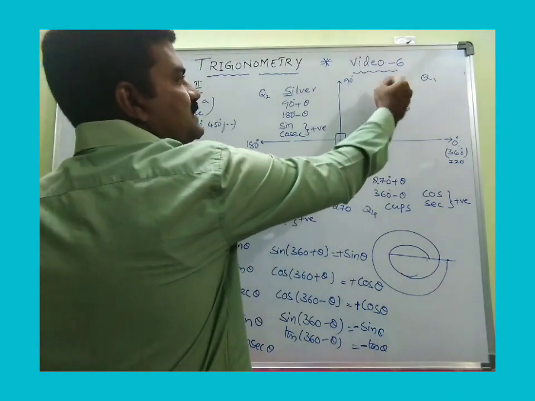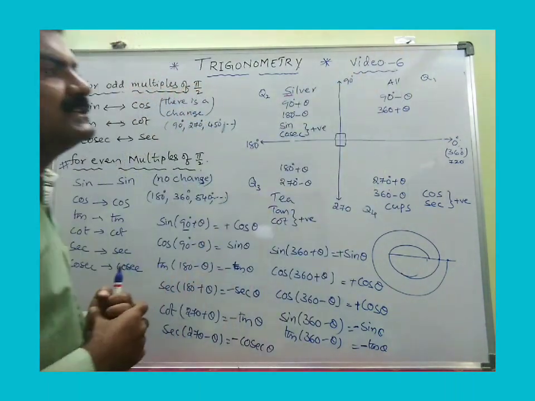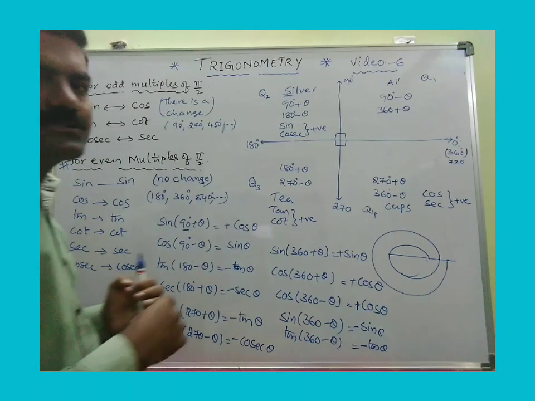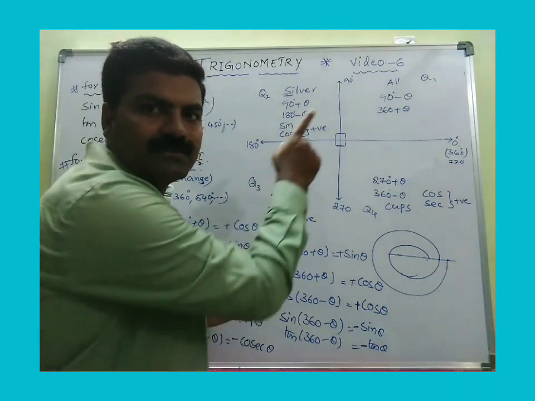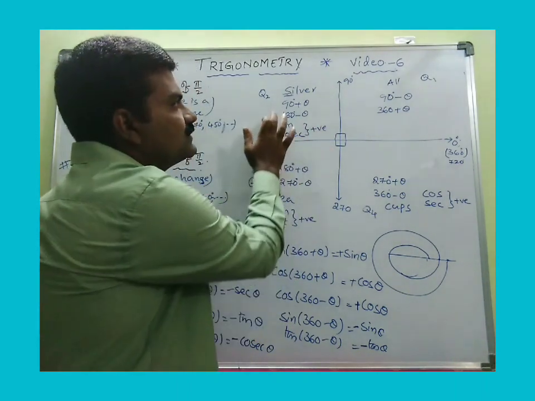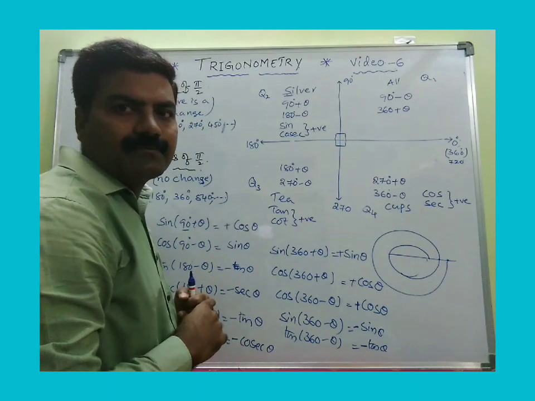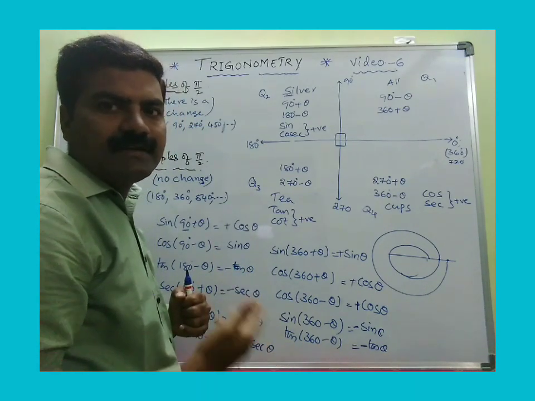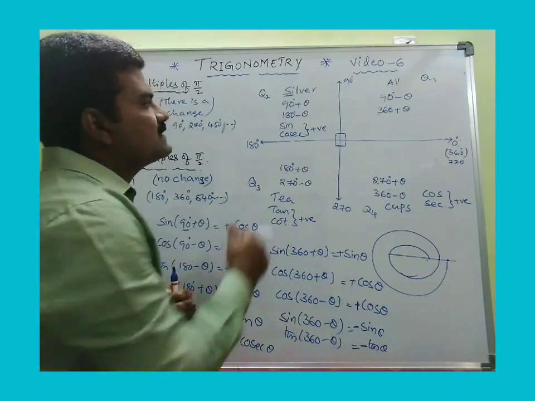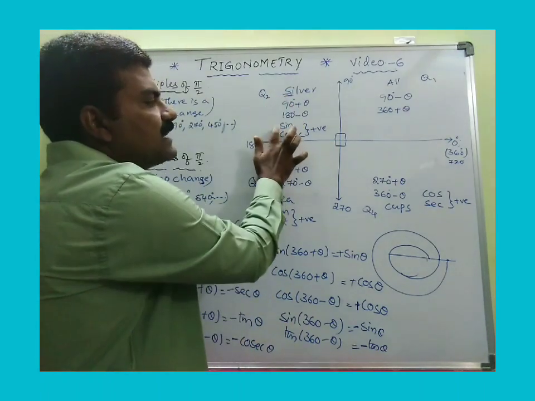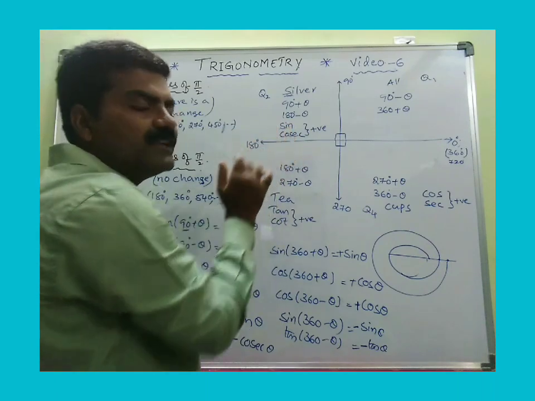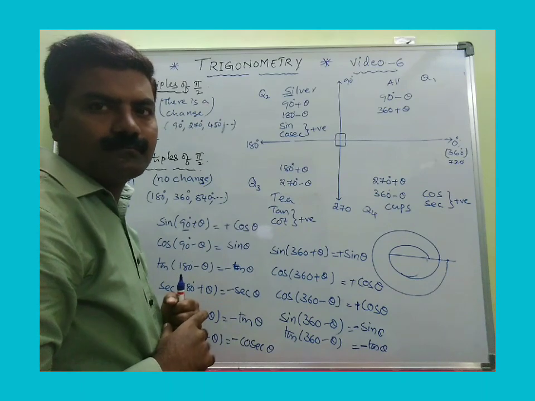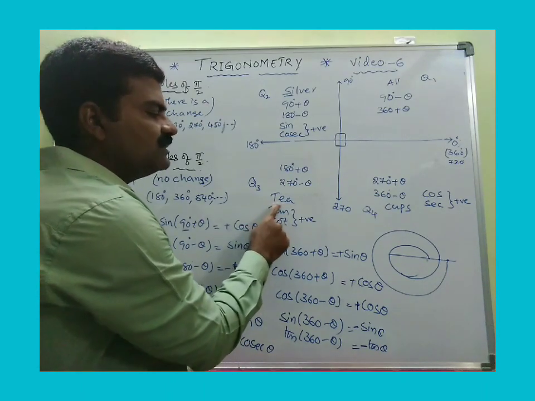All means, please remember the word all refers to all the trigonometric ratios being positive in the first quadrant. And coming to silver, it indicates S I, that is sine, and its reciprocal. What is its reciprocal? Sine's reciprocal is cosecant. Hence, in the second quadrant, sine and cosecant, only these two ratios are positive and the rest of the 4 are negative.